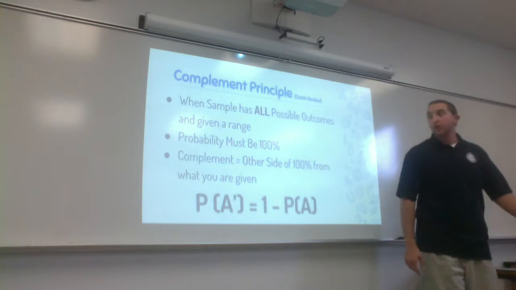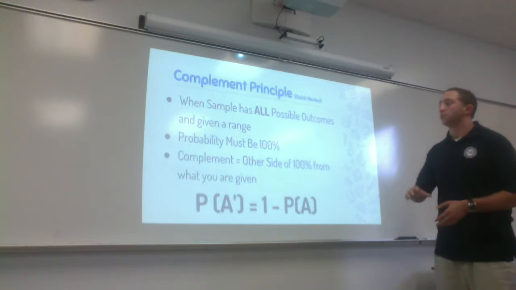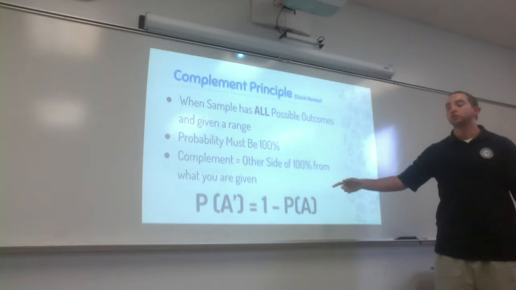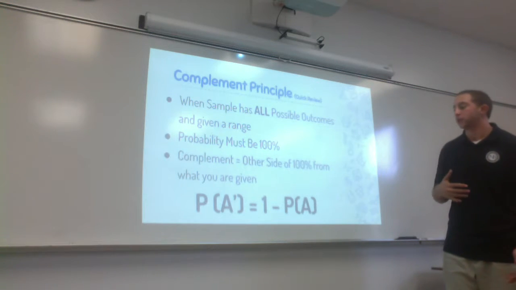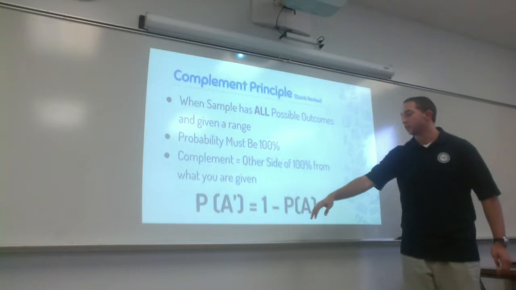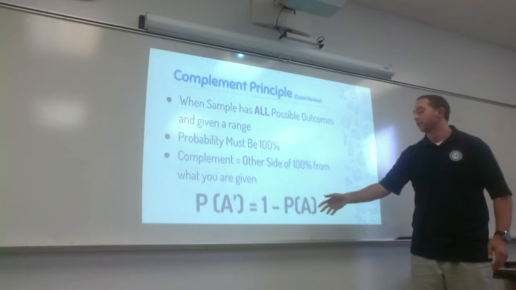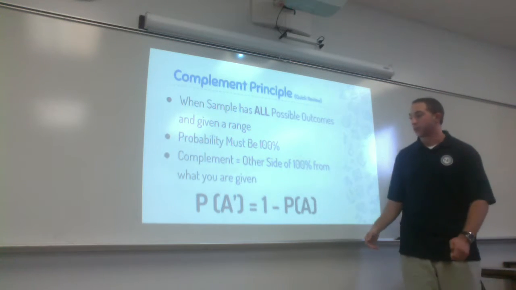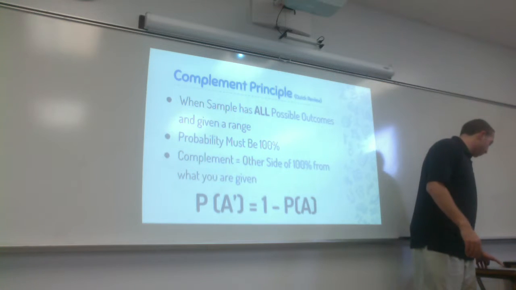And then we're also going to review the complement principle. This is when the sample has all the possible outcomes when you're given a range. You know the probability must be 100, so you take the other side of the 100 from what you're given. This is represented by the probability of the complement of A, which is equal to 1 minus P of A, or you could also do 100 minus the percentage that you're given. So that's just a quick review.